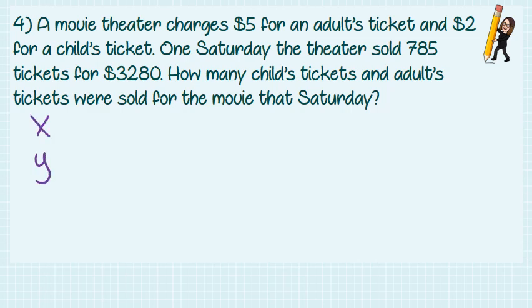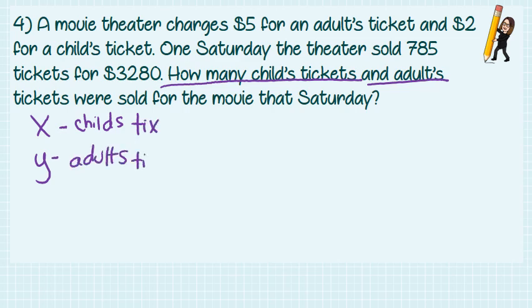So first thing I need to do is identify my unknowns. What am I trying to find? Well, look at the question. How many child's and adults tickets? So I need to assign child's tickets and adults tickets. Next, I need to create two equations.